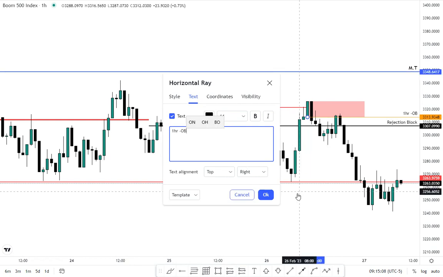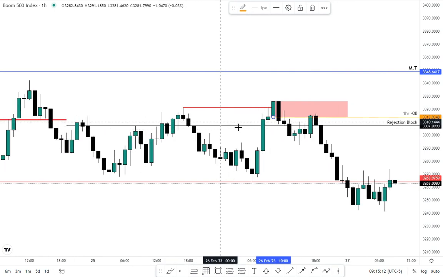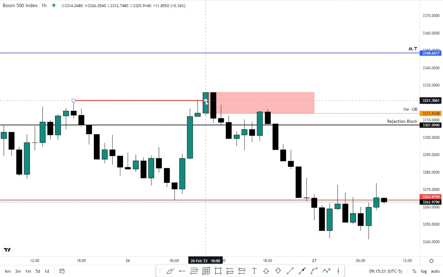Right, and price is jamming into a what? The daily rejection block right here. This black line here is the daily rejection block. And what's the narrative on the 1 hour time frame? We are making what? A very short block.